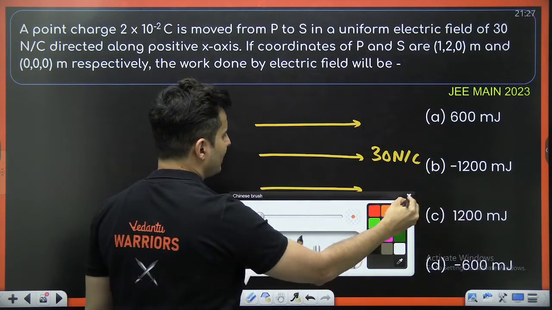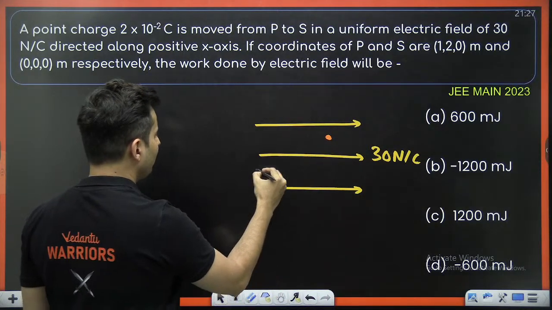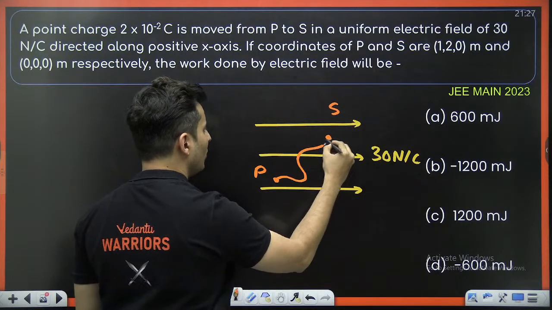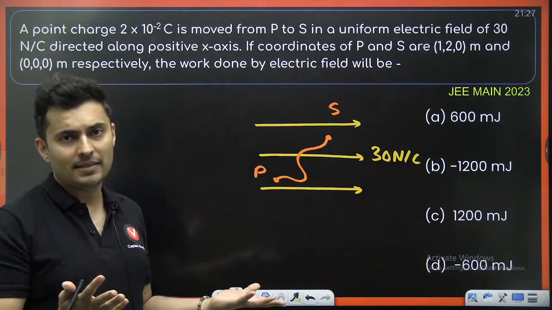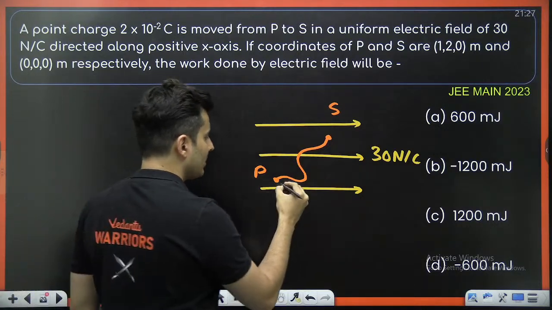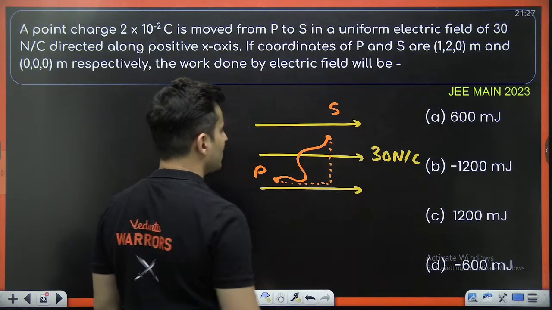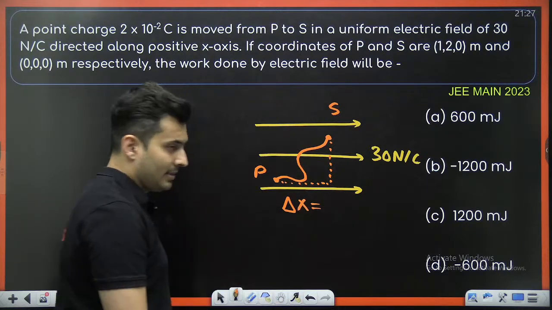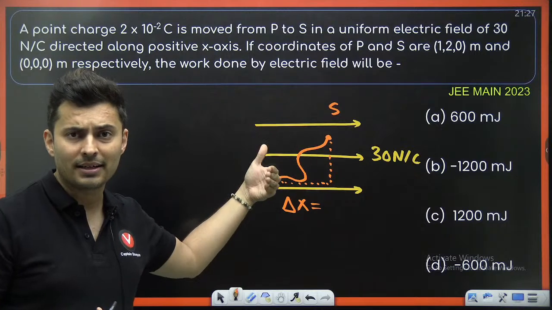The points are somewhere here. One point is here, one point is here. Point P is over here, point S is over here. No matter how you go, the electric field will only do work along the x-axis. So what matters is how much the coordinate changes only in the x direction. So it is the delta x, because work is only done along the x-axis, because there is no field in the y or z direction.